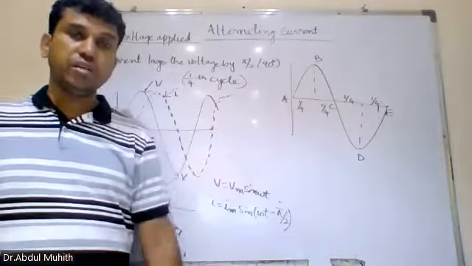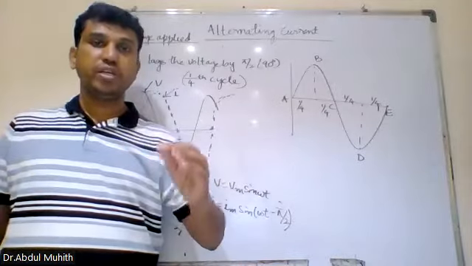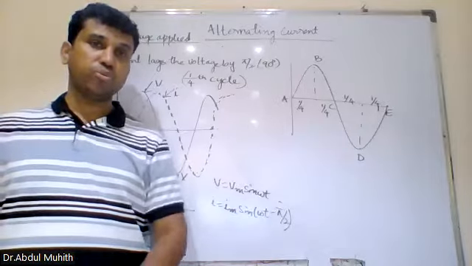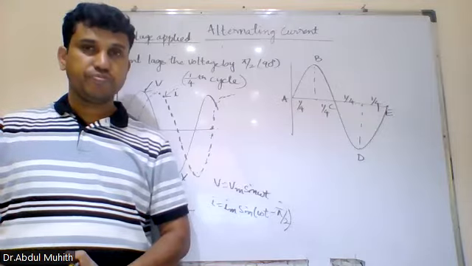What is happening in the inductor? Can anyone explain that? What is happening from A to B, B to C, C to D, and D to E? Who will explain from A to B?